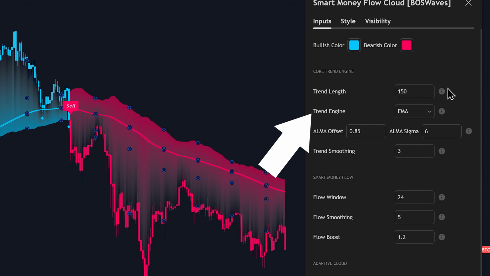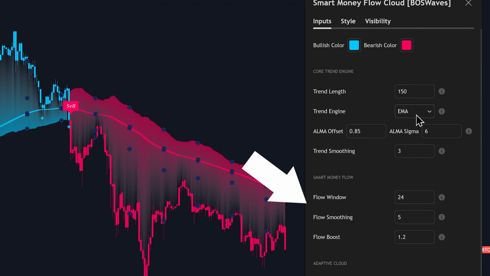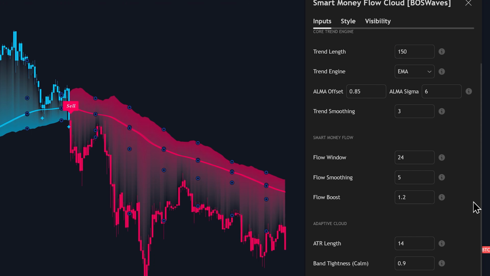The trend engine can control how the baseline is smoothed, flow settings affect how stable the money flow readout is, and settings affect how tight or wide the boundaries are. If you ever feel signals are too jumpy, you smooth flow more. If you feel signals are too late, you reduce sensitivity or shorten length. For today, we're keeping it simple. Just set length to 150 and trade the system as designed.